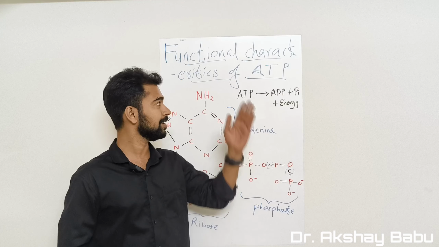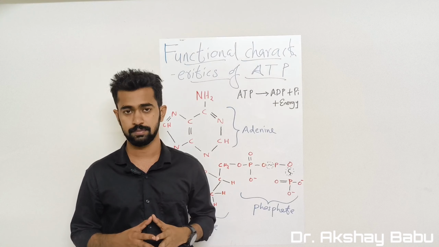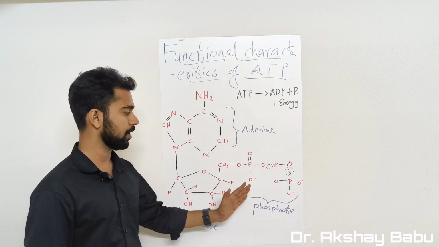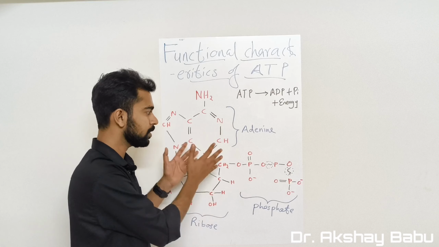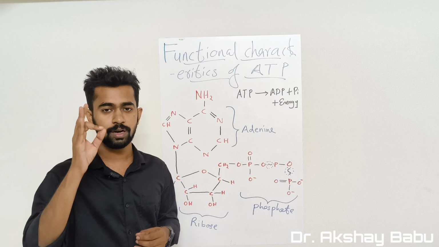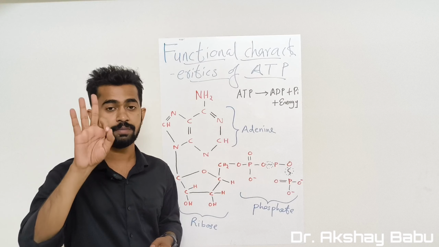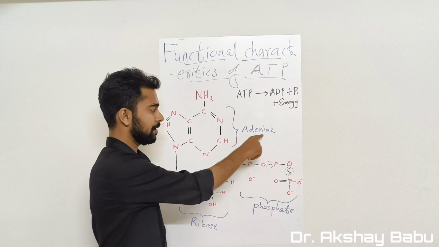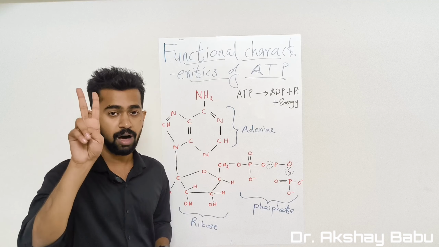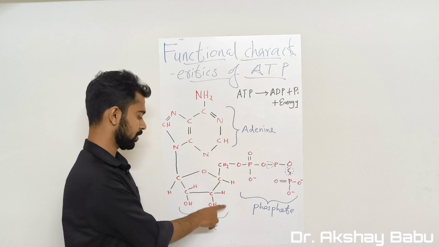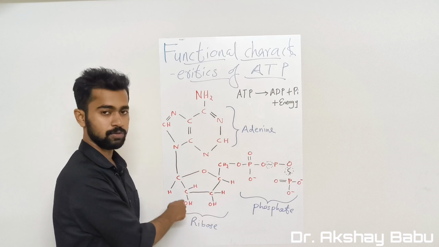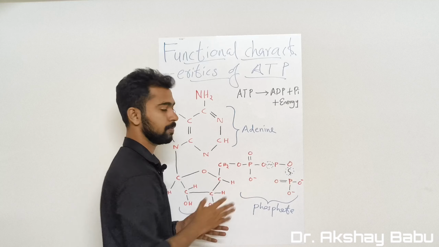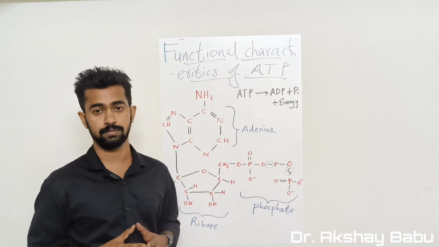Coming to the topic functional characteristics of ATP. See this figure. This figure shows the structure of an ATP molecule. Here you can see an ATP molecule consists of three main parts. The first part is a nitrogenous base, that is adenine. And the second part is a pentose sugar called ribose. You can see this is a ribose. And the third part is the phosphate radicals, which are three in number.